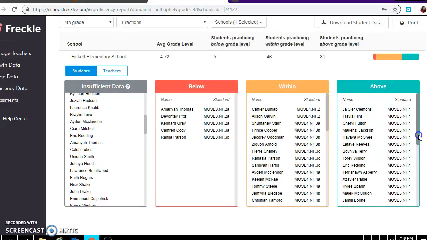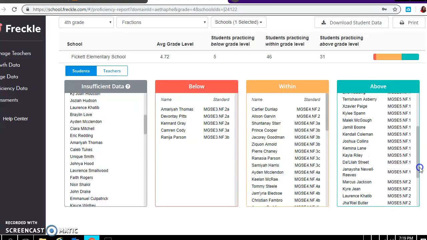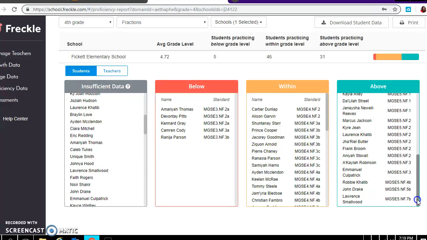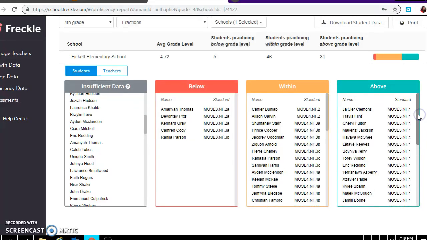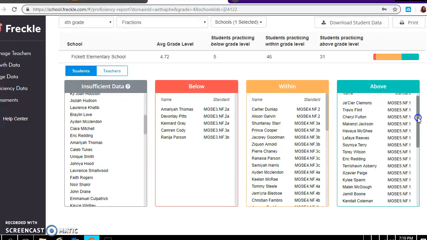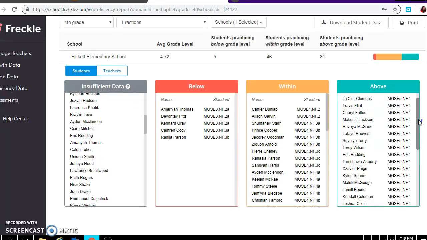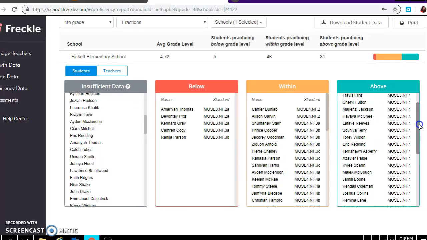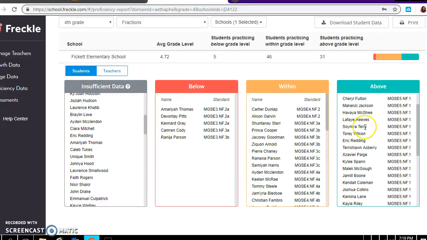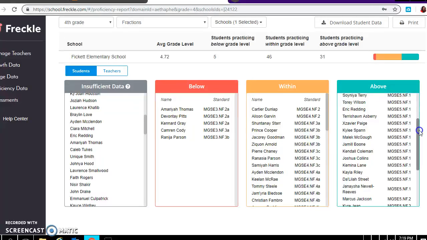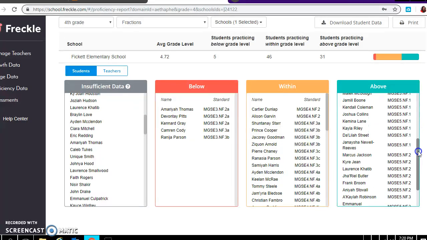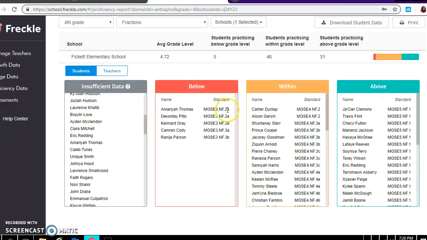And these students over here that are above, I would still give them a grade level fractions assignment just to make sure that they have mastered fourth grade, because they have done so already on fifth grade. But if you look at some of these students that are performing at above grade level, people like Cheryl, Mackenzie, these are high students anyway. So I would just let them continue to work on that fifth grade standard. But this is a good report that you can look at.